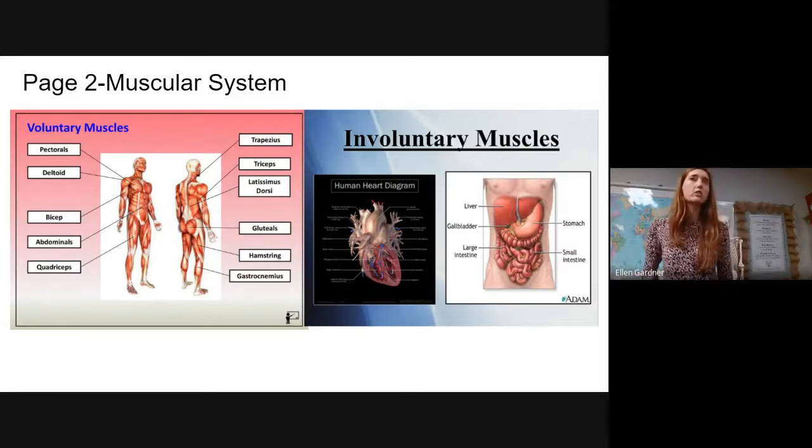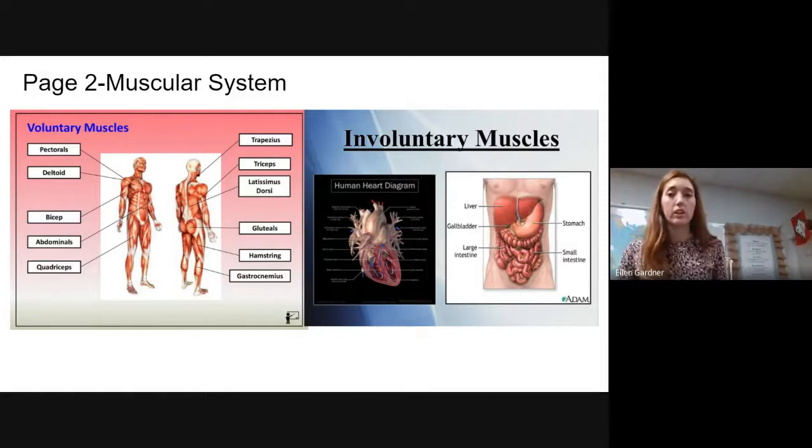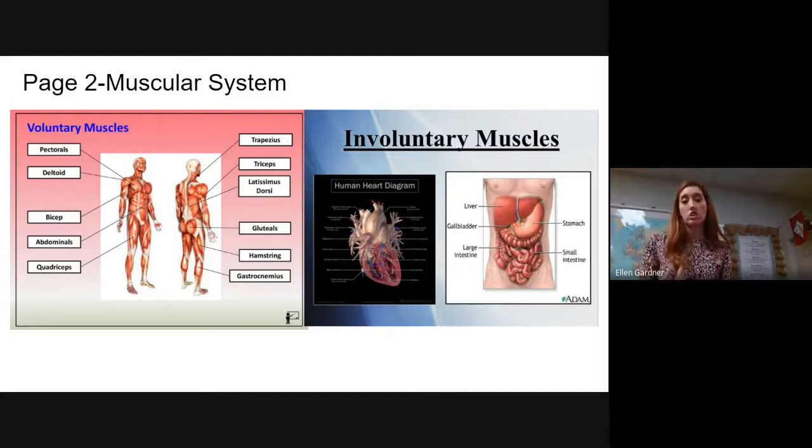Now, involuntary muscles are being used no matter what, and it's not your choice, they're just used. For example, your heart. Your heart is a muscle, and it is constantly working while you're sleeping as well. As you can see here, you've also got your liver, stomach, small intestine, large intestine, and gallbladder that are constantly at work. So even if you're asleep, those muscles are still working. That's why we call them involuntary. It's not your choice. It's just your body still working the way it's intended to work.